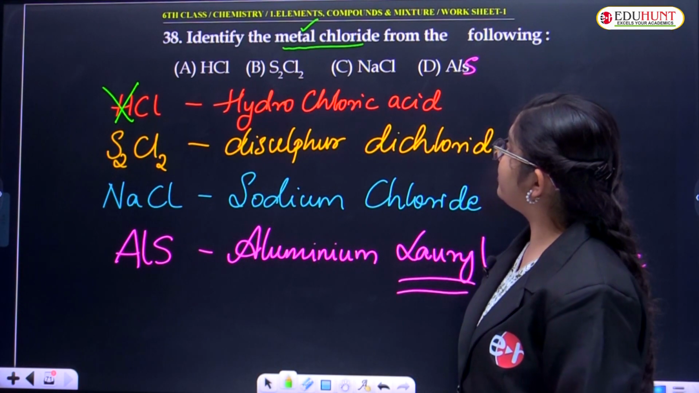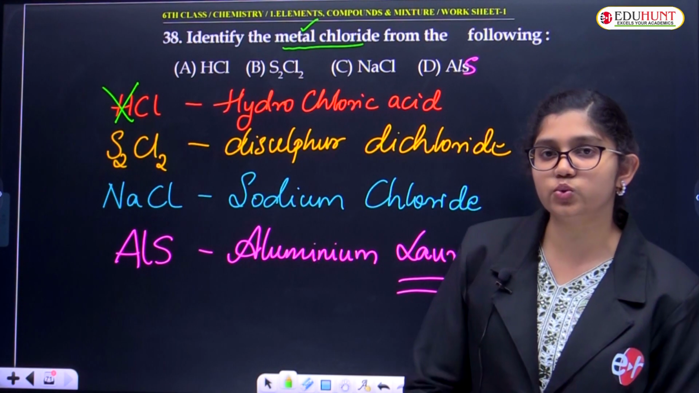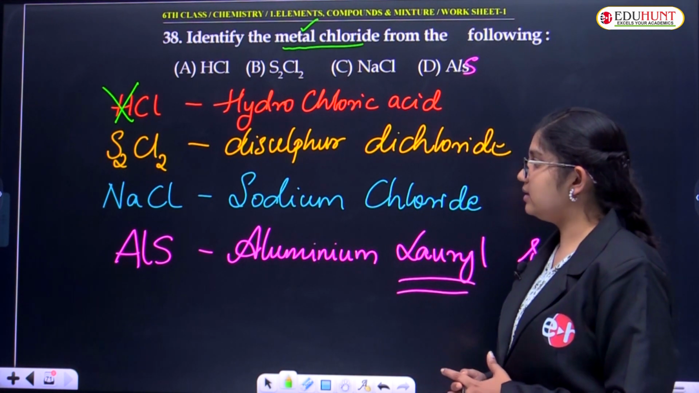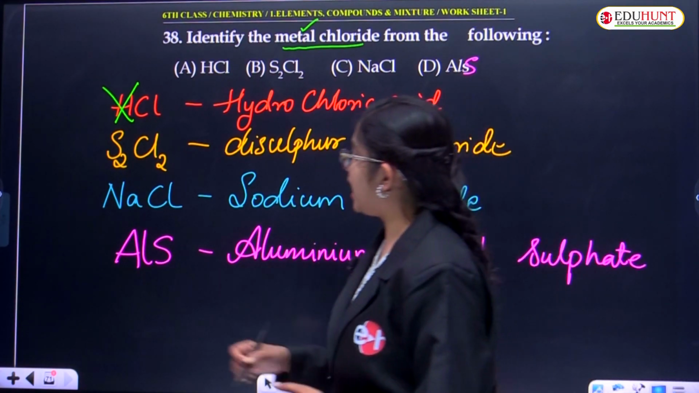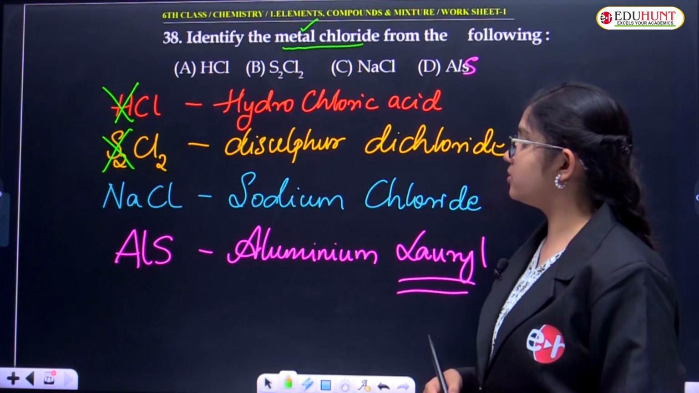Coming to option B, S2Cl2. S2Cl2 is disulfur dichloride. Sulfur is also a non-metal. So we'll exclude that also. Sulfur is also a non-metal. It's not a metal.